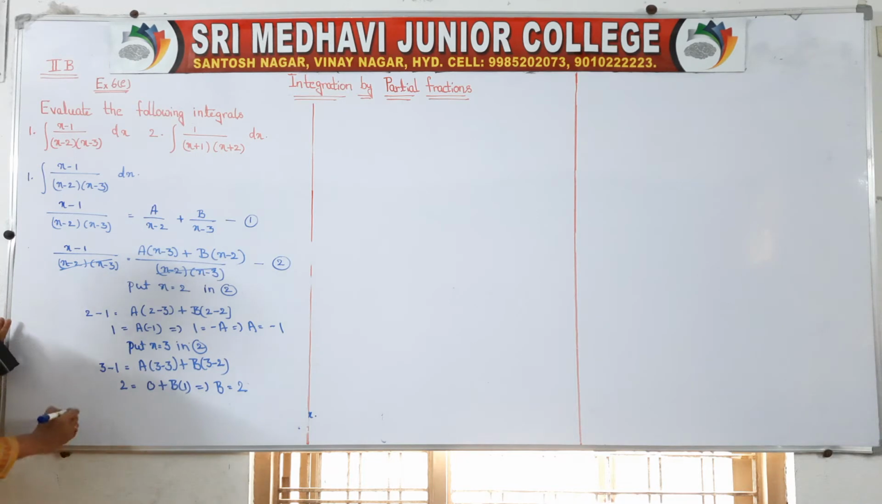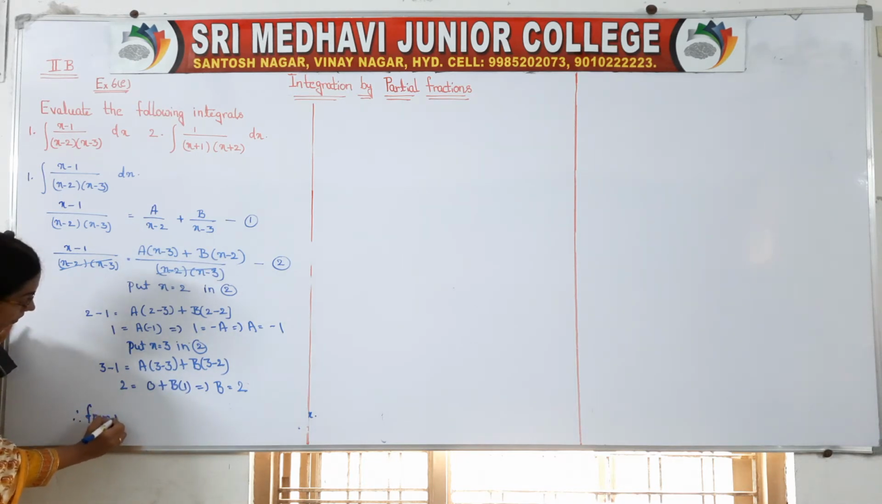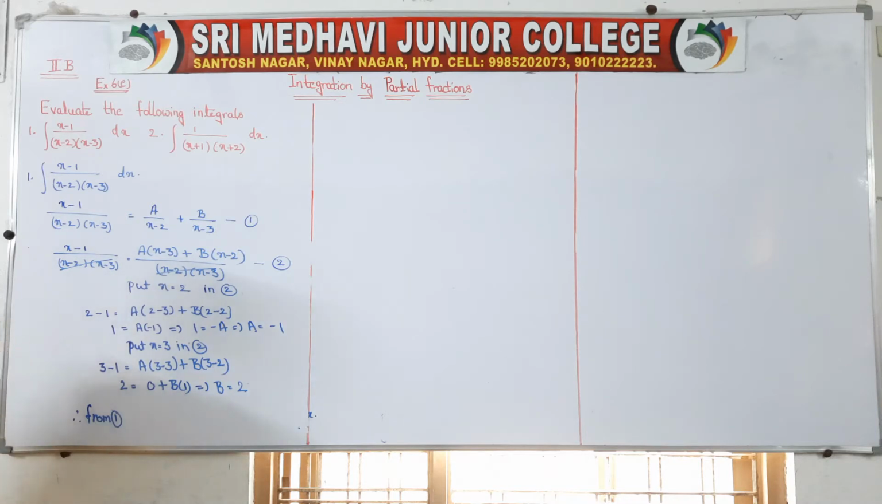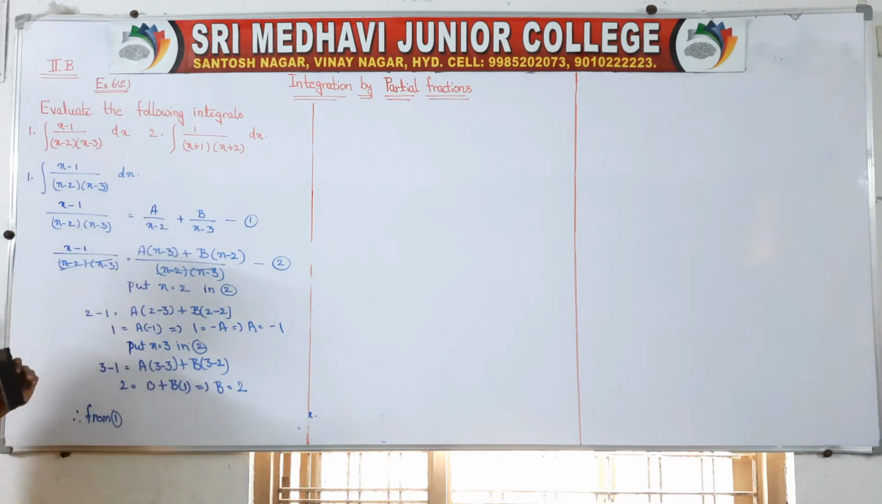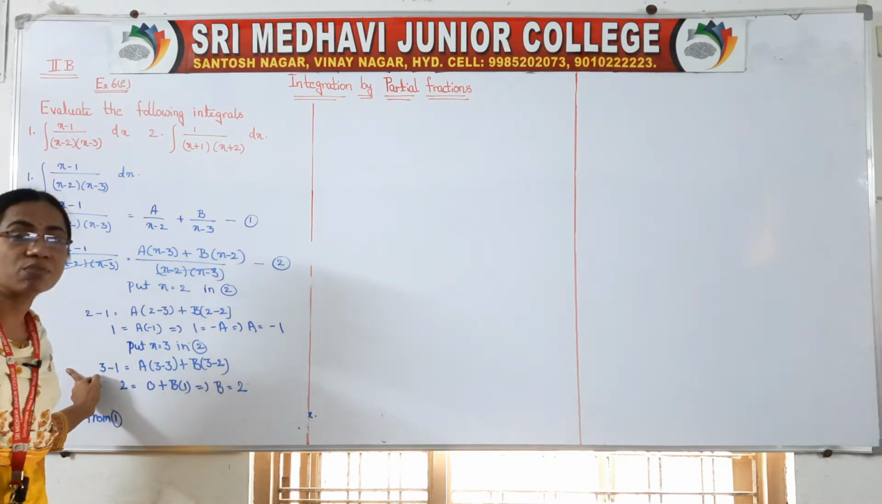So therefore, from the first equation, what are your A and B? This is your first equation. In A place you substitute the A value, in B place you substitute the B value. This is called resolving the given fraction into partial fractions.